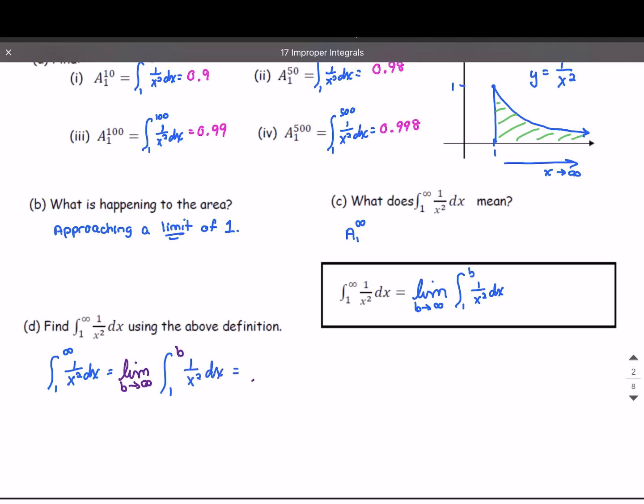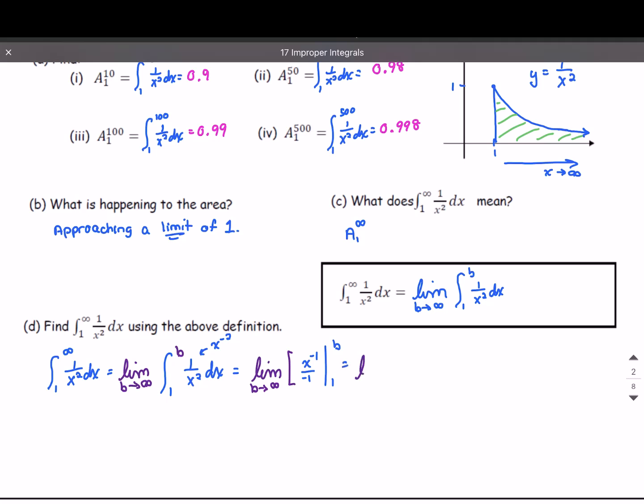Now that is still the limit as b heads to infinity of, now remember, this 1 over x squared, that's really x to the negative 2, right? So if we take the antiderivative of that, that's x to the negative 1 divided by negative 1, such that x goes from 1 to b.